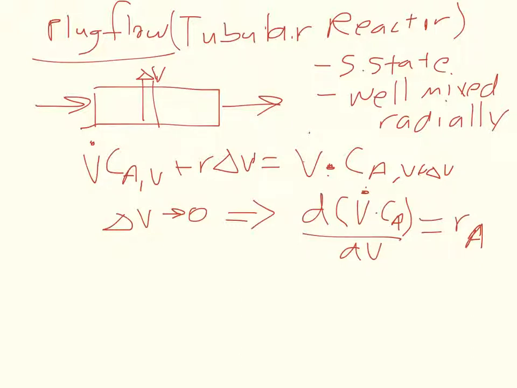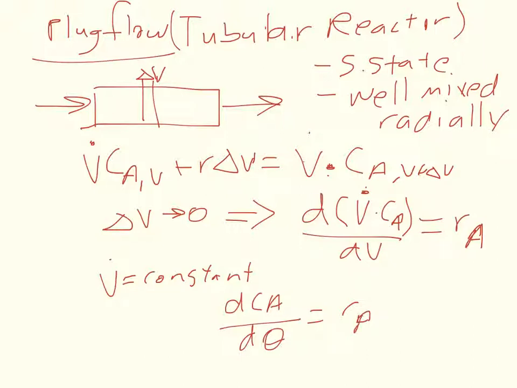Now if V dot is constant, then this equation simplifies a little more. We can take V dot out, and dCA d theta is equal to RA, where theta is, again, our residence time, and that's V over V dot. So just like we had with our continuous stirred tank reactor, we have a residence time for a plug flow reactor. And again, for the kinetics analysis, we've really mostly focused on batch reactors.